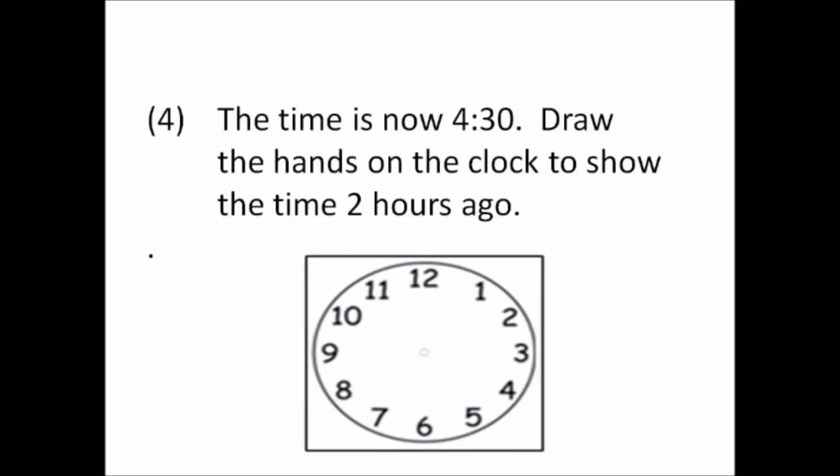And here we go. Number 4, dealing with a clock face. The time is now 4:30. Draw the hands on the clock to show the time 2 hours ago. Be careful with the wording. It says 2 hours ago, so you have to decide if you go forwards or backwards.